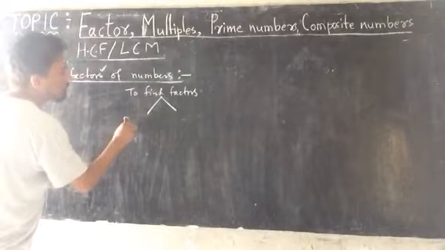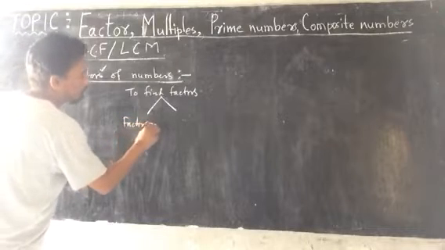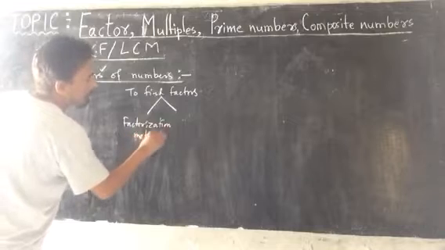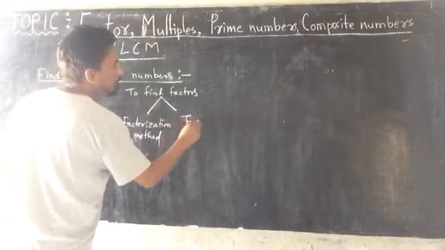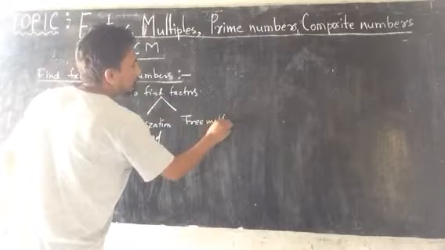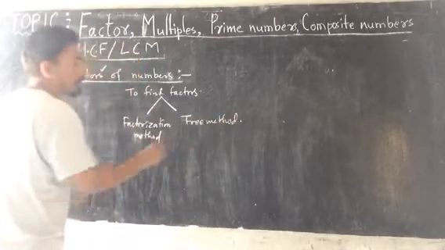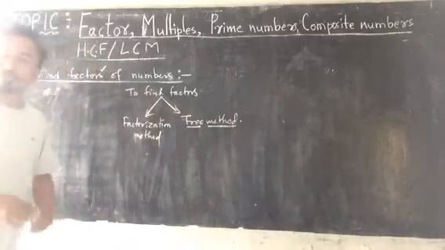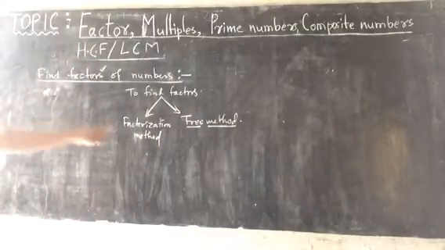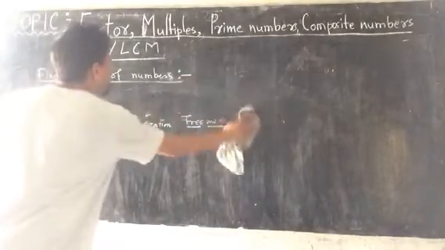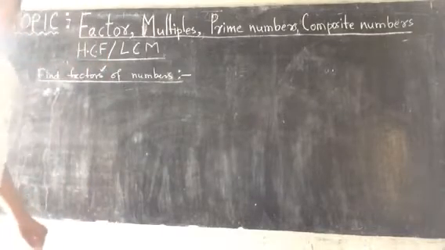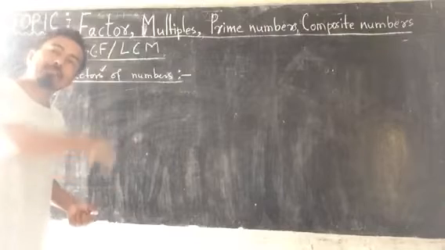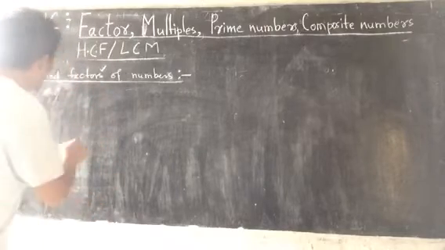One is factorization method, another is tree method. Factorization method and tree method. So I am going to teach you factorization method first, and factorization method will help you to find prime factors as well as all factors. Okay, how to do, you see here.